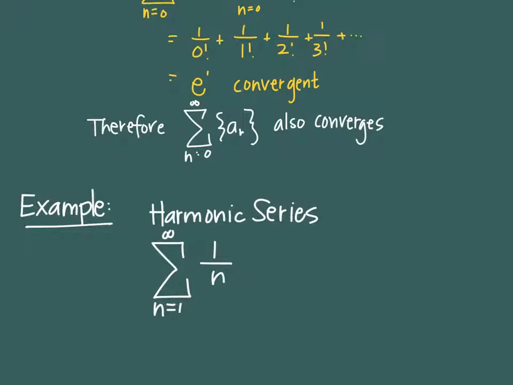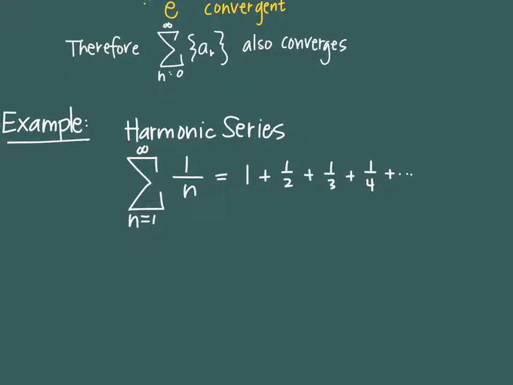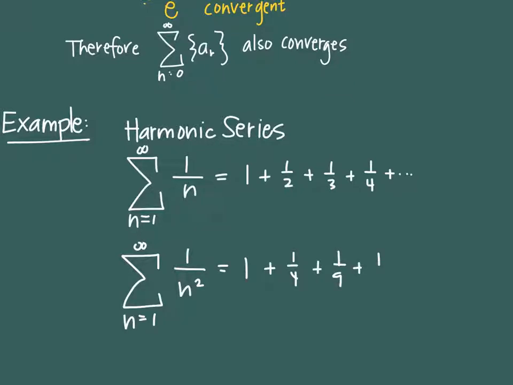This is called the harmonic series. The harmonic series is 1 plus a half plus a third plus a fourth plus dot, dot, dot. And then a similar series, the sum of 1 over n squared, which is 1 plus a fourth plus a ninth plus a 16th, etc. Only this 1 over n is called the harmonic series.